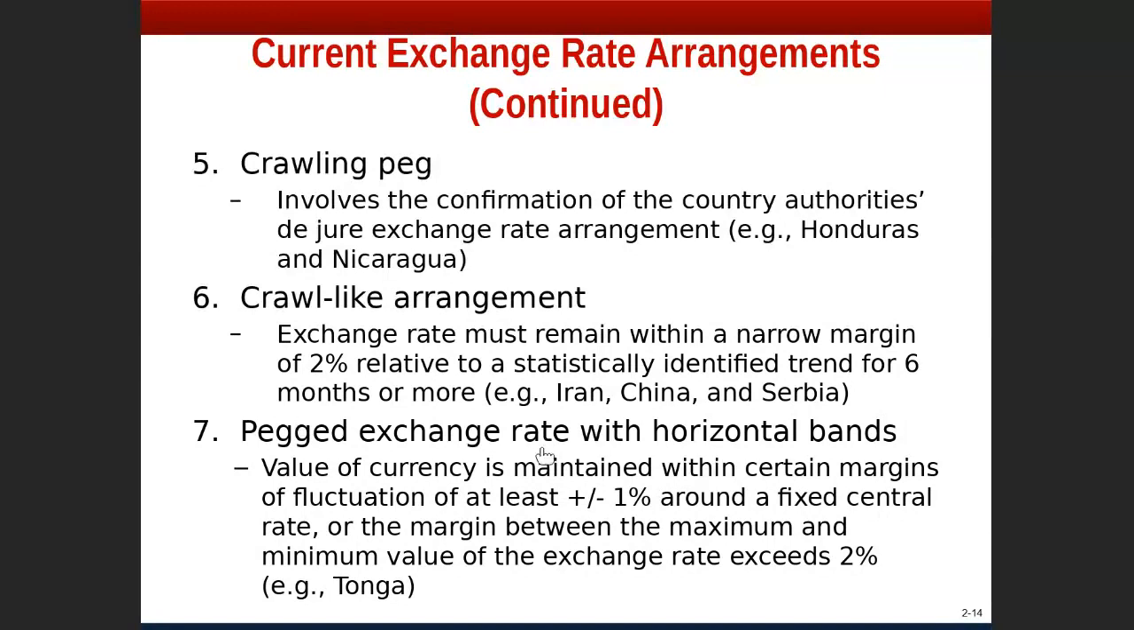Then we have the pegged exchange rate with horizontal band. Here, the value of the currency is maintained within certain margins of fluctuation of at least plus or minus 1% around a fixed central rate, or the margin between the maximum and minimum value of the exchange rate exceeds 2%. That is the case of the small country of Tonga.